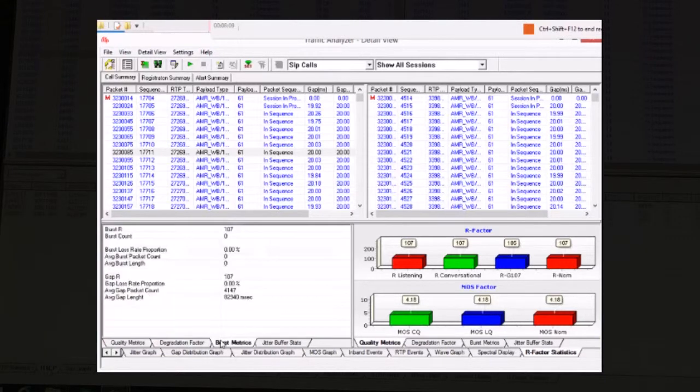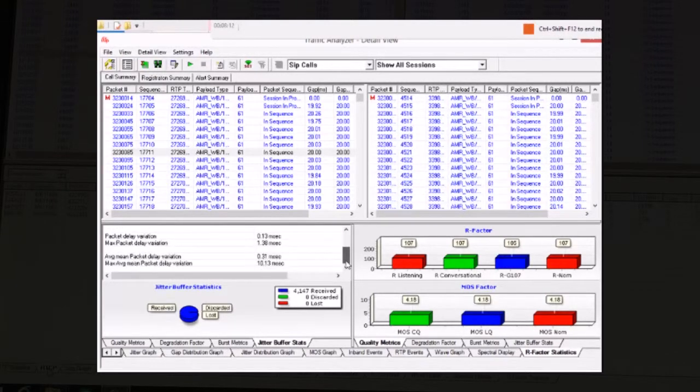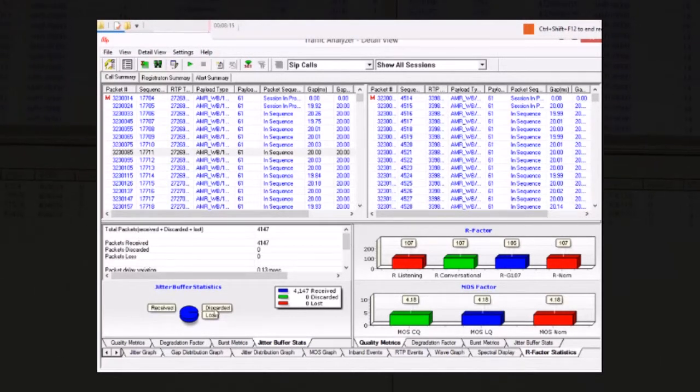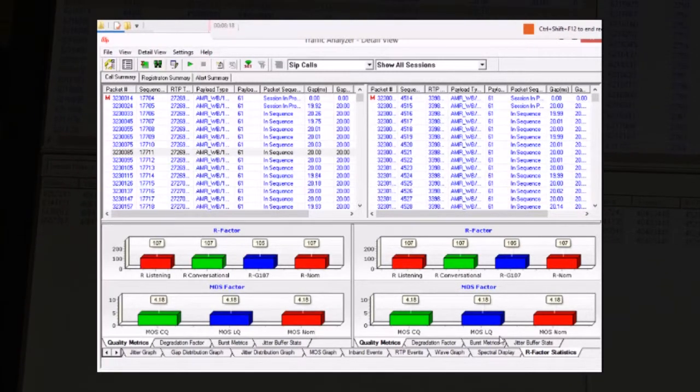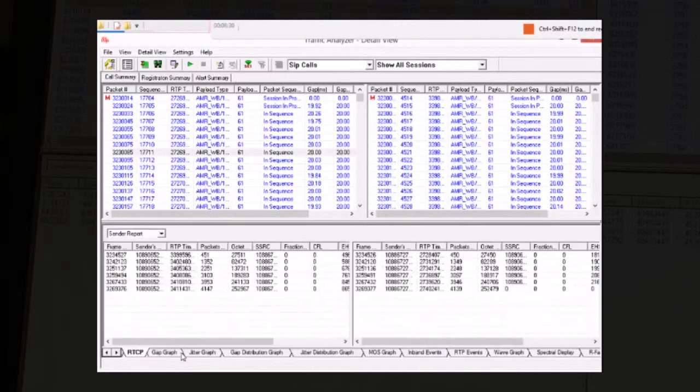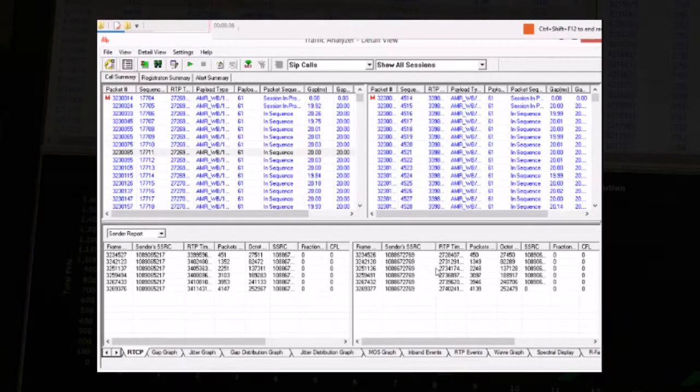RTCP is another packet that is exchanged between the endpoints to provide quality information to each endpoint. And so that's also provided. In this case, there were four RTCP packets exchanged between the endpoints, providing information such as jitter and delay and so on. Gap distribution. This particular call had this type of gap distribution. Gap is essentially a form of jitter.